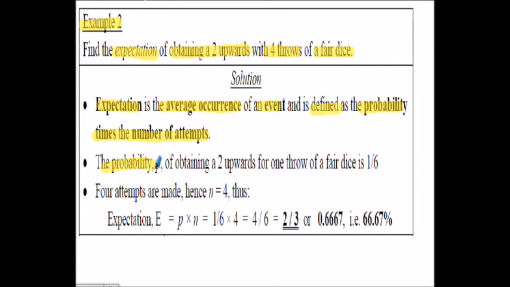So the probability little p of obtaining a 2 upwards for 1 throw of a fair dice would be 1 upon 6. So if we've got 4 attempts, 4 throws are made, then n is equal to 4. So the expectation E is simply p times n, which is in this case 1 upon 6 times 4, so that's 4 upon 6, which cancels to 2 upon 3 as a proper fraction, or as a decimal, 4 decimal places, 0.6667, or as a percentage, 66.67%.